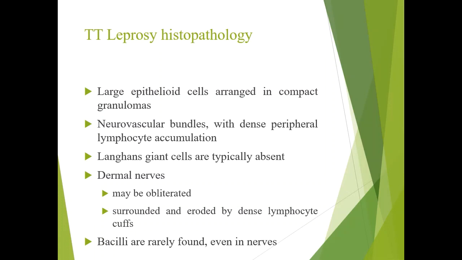large epithelial cells arranged in compact granulomas are seen. Neurovascular bundles with dense peripheral lymphocyte accumulation. Langhans giant cells are typically absent. Dermal nerves may be obliterated, surrounded by dense lymphocyte cuffs. Bacilli are rarely found even in the nerves.